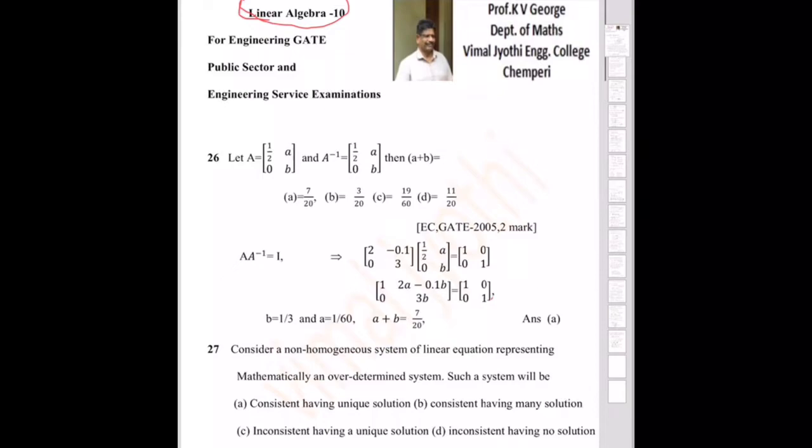This linear algebra 10 is in continuation of linear algebra 9 in the GATE coaching. Problem number 26.